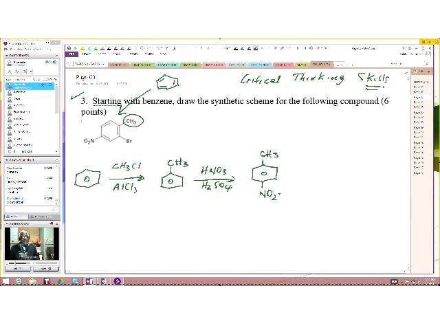Okay, so now we have the nitro group right here. What is the next thing we need to do? Bromination. What reagent do we need for bromination? Bromine in the presence of, very good. Keep in mind, it is bromine in the presence of iron(III) bromide, not bromine by itself. Keep that in mind. Okay, so we have solved that problem.